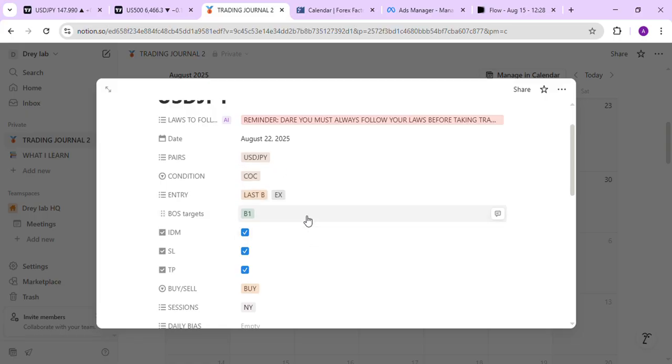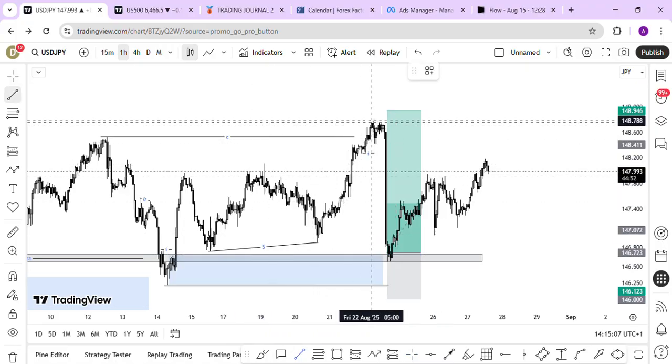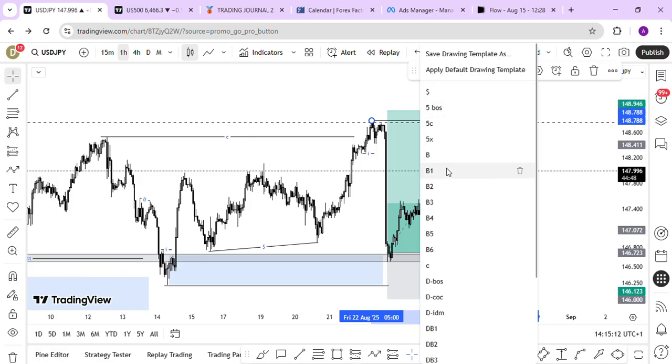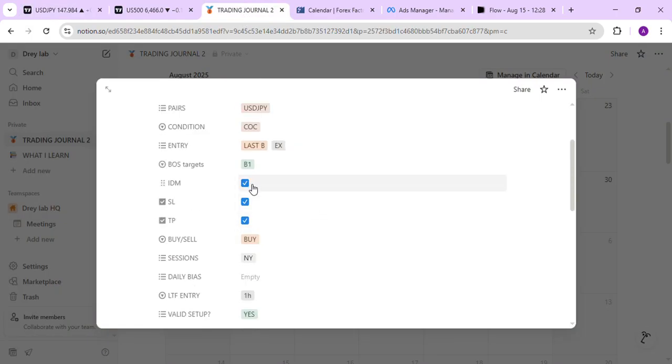So what am I targeting? It means that I'm targeting the first break of structure after change of character. If you look at this, you can see after we have change of character here, this is the first break of structure that I'm targeting. So you can see that my journal is well detailed. Now, do I see inducement? Yes, I have to tick it. Have I put my SL? Yes, I have to tick it. Have I put my take profit? Yes, I have to tick it. I have to fix those things immediately as I'm executing the trade.